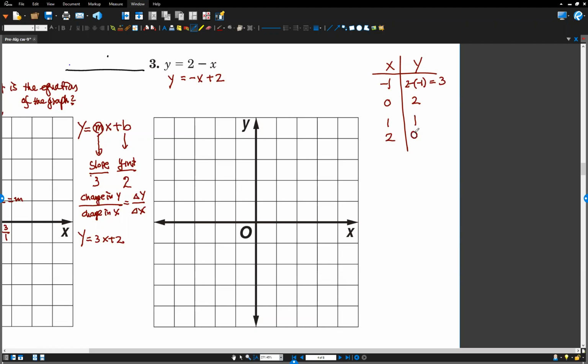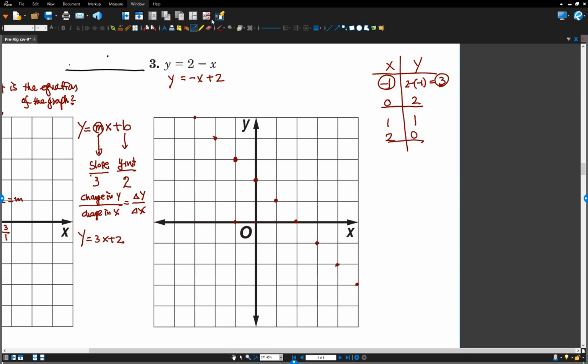Now check out the points. When x is -1, y is 3. That's the point. Another point: when x equals 0, y is 2. This point is the y-intercept, because x equals 0. When x equals 1, y is 1, that's the third point. When x equals 2, y is 0, that's another point. You can use the pattern for additional points: 1 down, 1 right, 1 down, 1 right. You can make them all.